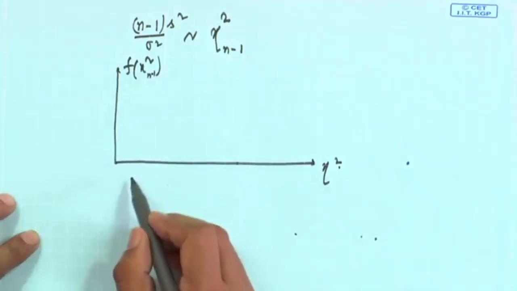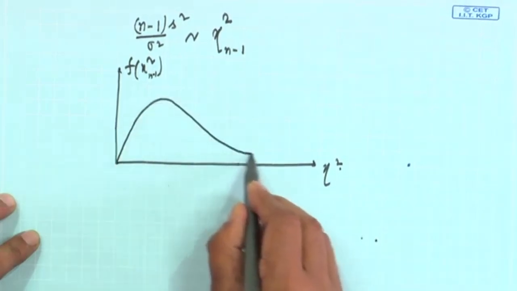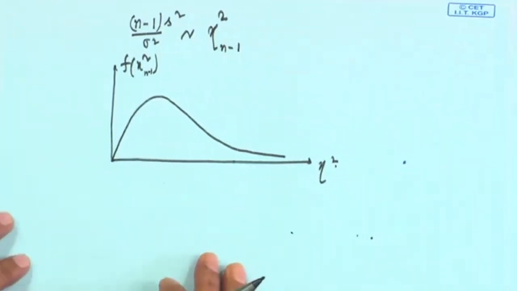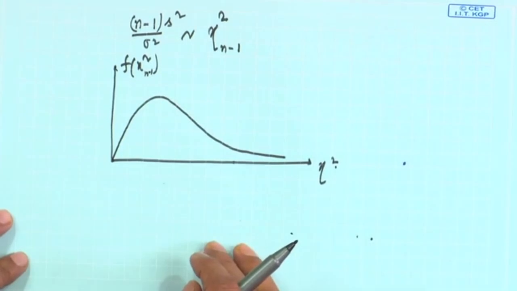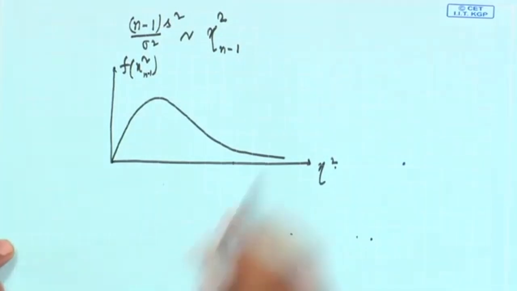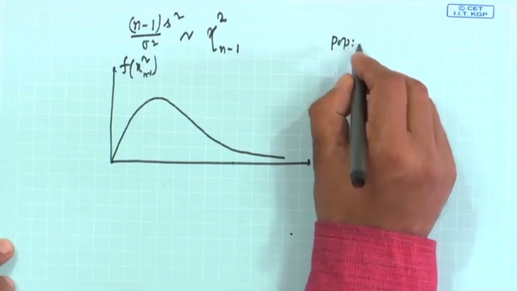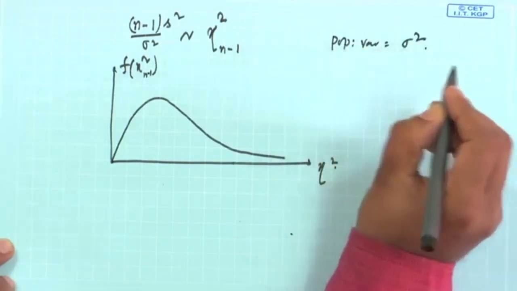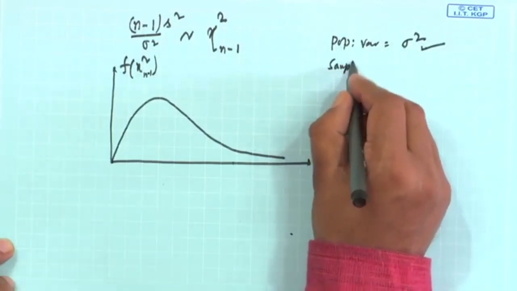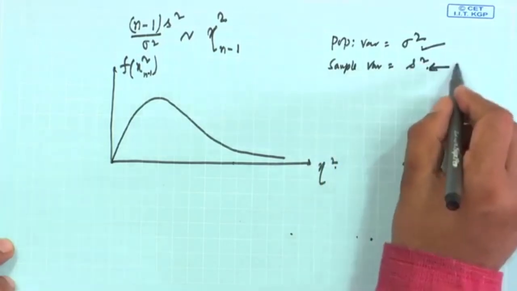Okay. Suppose this is the chi square distribution. I do not know the exact nature, but this is the case. In that case, we are interested to know, I am repeating, your population variance is sigma square, you do not know it. You have collected a sample, and the sample variance is s square; this value is the point estimate.